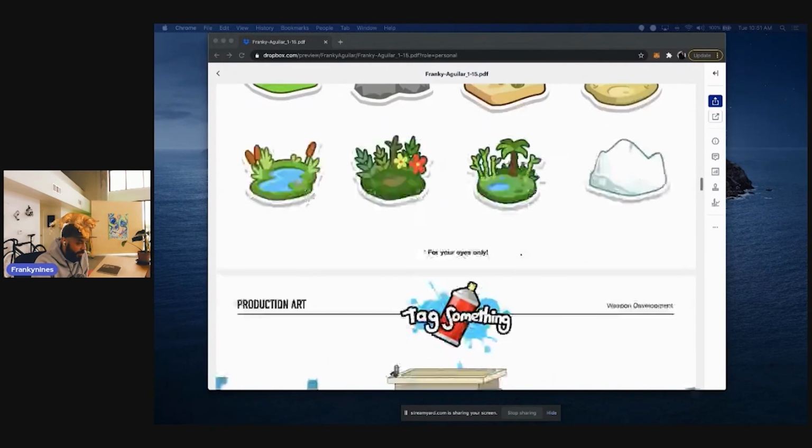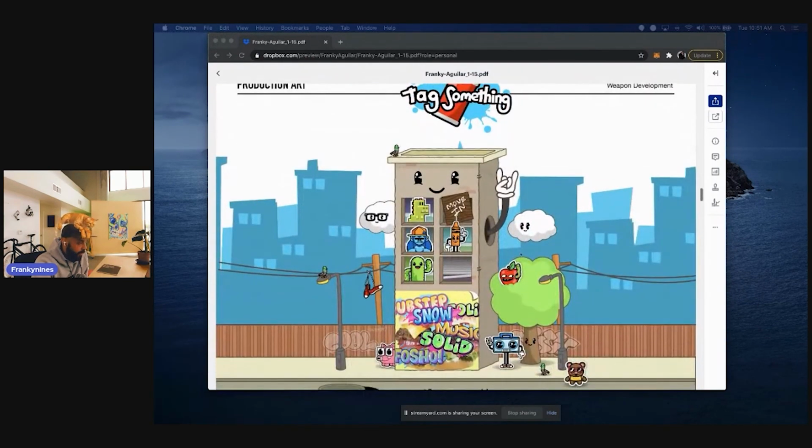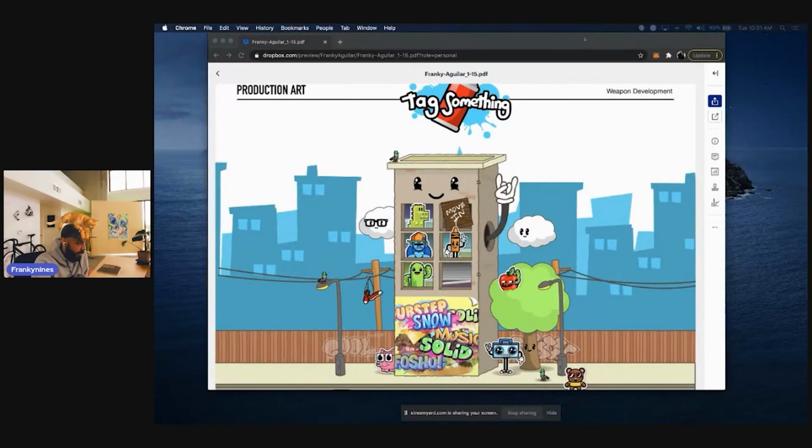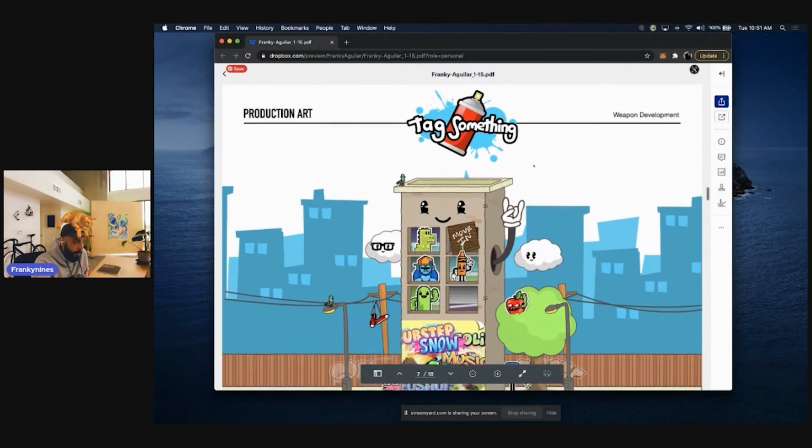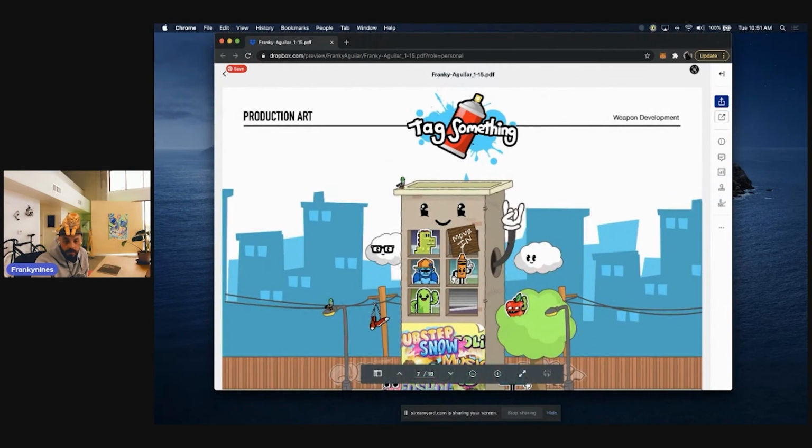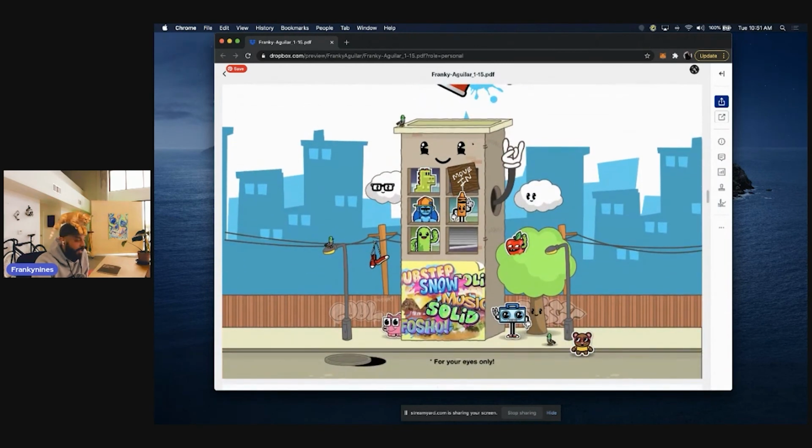The little different environments. This was a cool game concept that I did for a game we were building with the Draw Something team, called Tag Something. It was a word guessing game where you lived in a world of animated characters. I think I was watching a lot of Cartoon Network at the time.